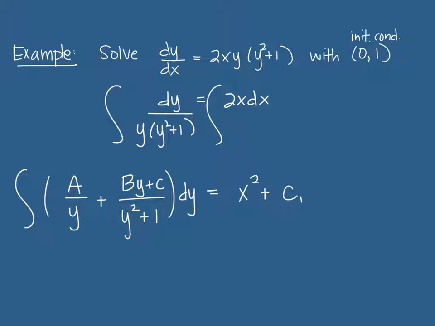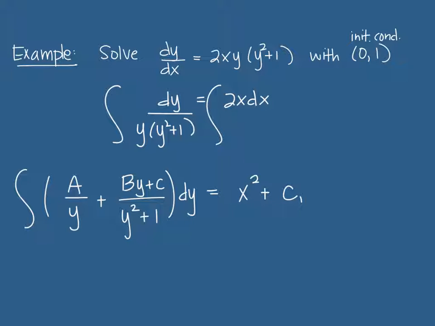There we go. Okay. So if it had been y cubed, heaven forbid, then what would the numerator have been? by squared plus cy plus d. Right, don't worry, the algebra's okay. The numerator has to be 1 degree less than the denominator.